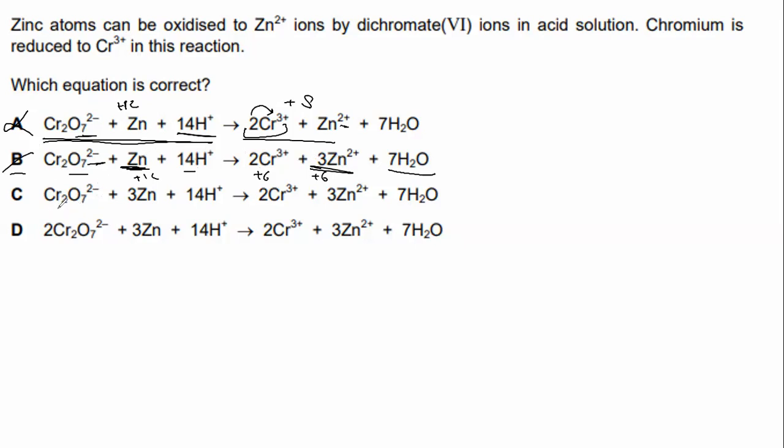And option C, guys, we see the same conditions. Here we have +12, here we have +12 as well. 3 Zn, 3 Zn, 7 oxygens, and here we have 7 oxygens, 14 H plus, here we have 14 H. So the correct answer is C.